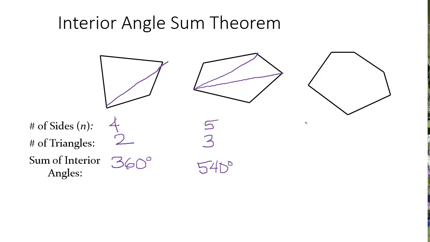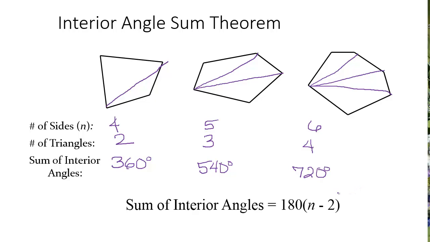Here we have a hexagon, starting at one vertex, going to the opposite vertices. We get a total of 4 triangles. 4 times 180 is 720 degrees. So the sum of the interior angles will always be 2 less than the number of sides times 180 degrees.